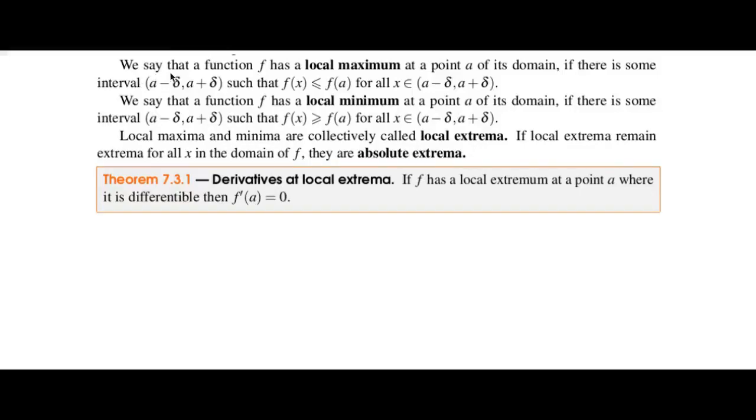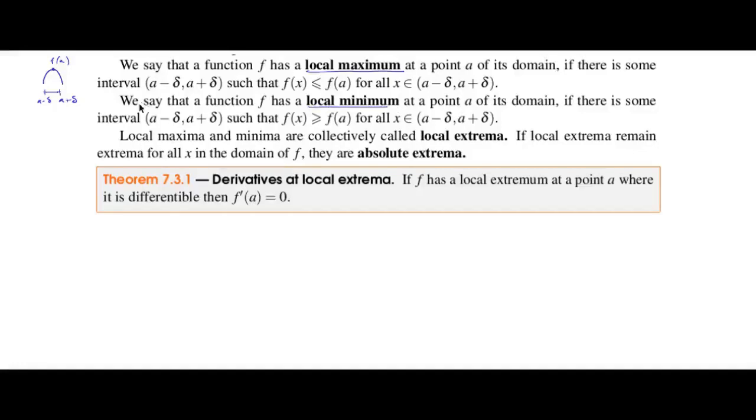So first of all, we say that a function f has a local maximum at a point a of its domain if there is some interval, an environment (a minus delta, a plus delta), such that f of x is smaller than f of a for all x in that environment. So that means that this is f of a, and around this point a, it doesn't matter if it's short or large, in an environment of this point a, every f of x is smaller or equal than f of a, right?